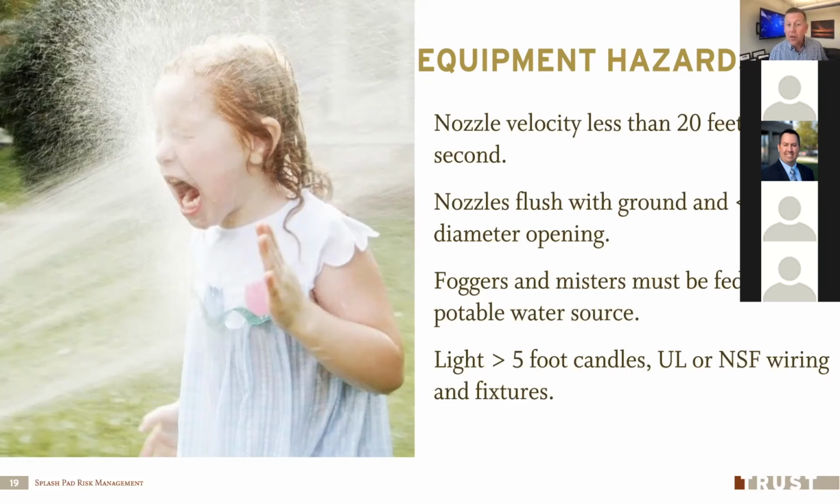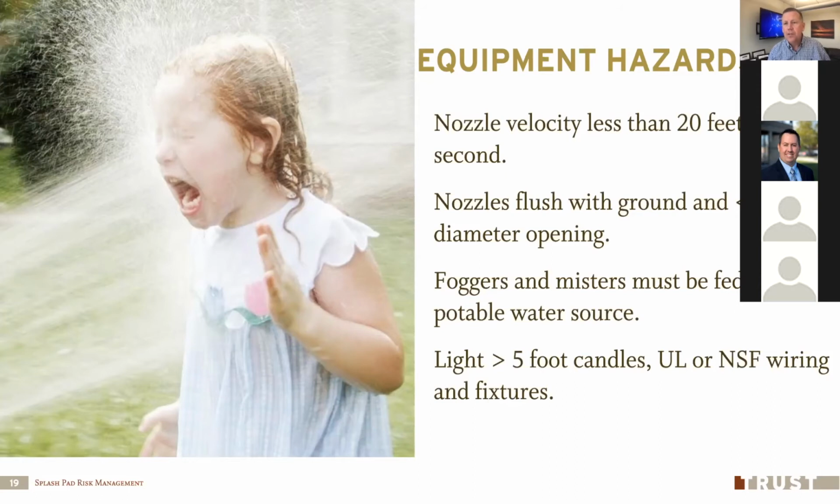Nozzles should be flush with the ground and have less than a half-inch diameter opening. That's so kids can't stick their fingers in there and have their fingers get stuck in that nozzle. Other things that are up above ground, like buckets that drop and are not accessible by children, can have different standards for that, and for the volume of water and all of those things. But nozzles where children can access them need to meet this.